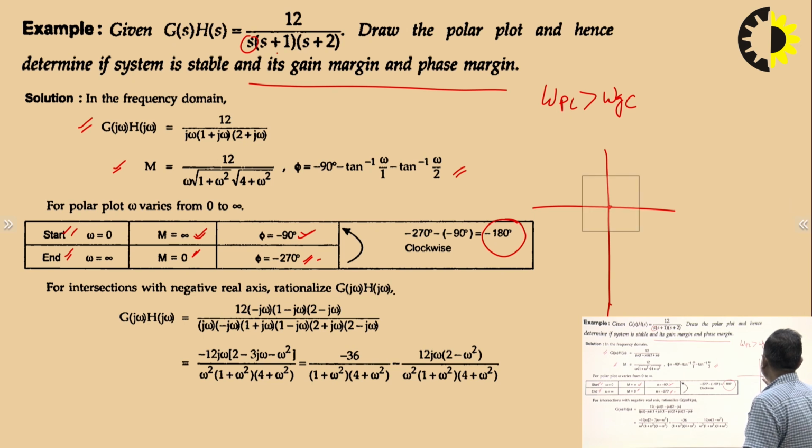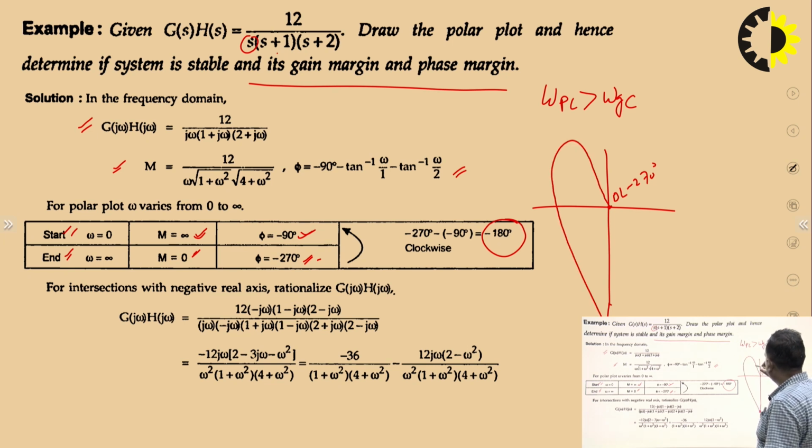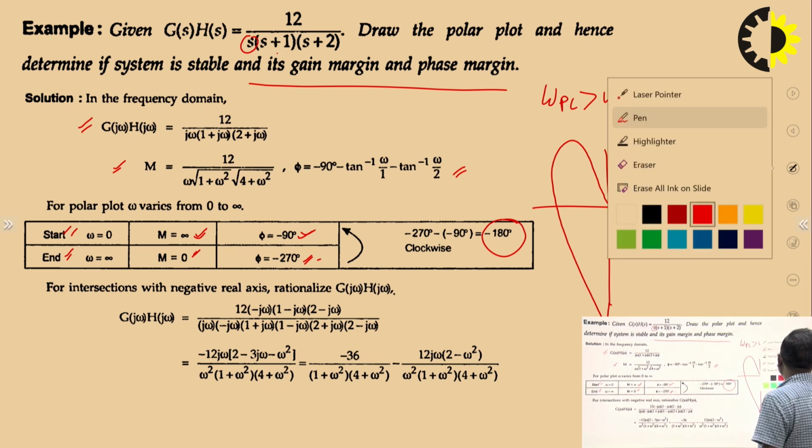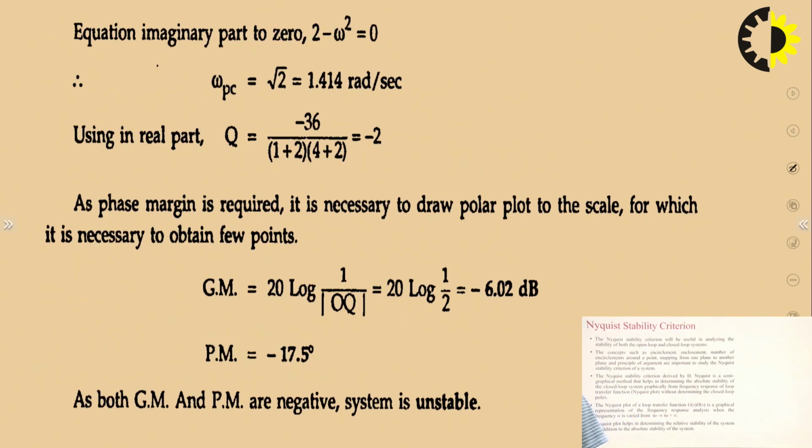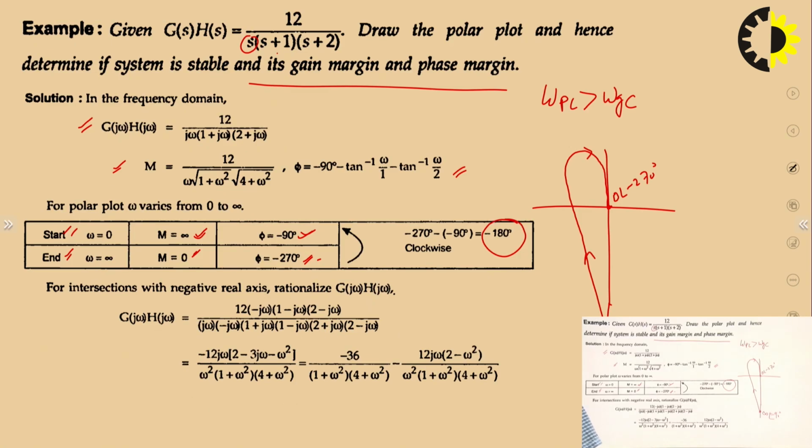This point is 0 at minus 270 degrees, and the 270 degree angle line is this, and we have to rotate minus 180 degrees in the clockwise direction. This is the starting point and this is the end point. So we can make it in a better sense. So, this is the polar plot. This is the general shape of the polar plot.